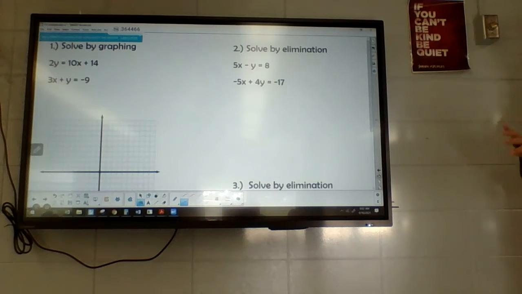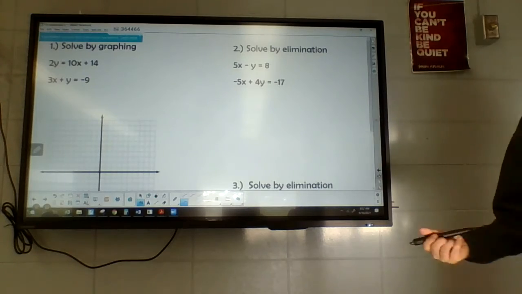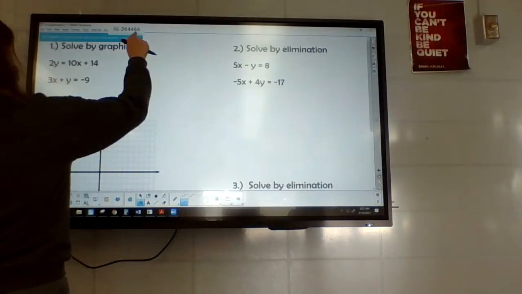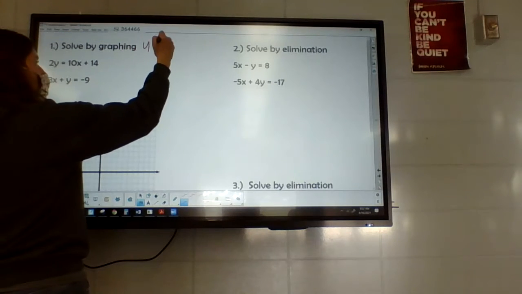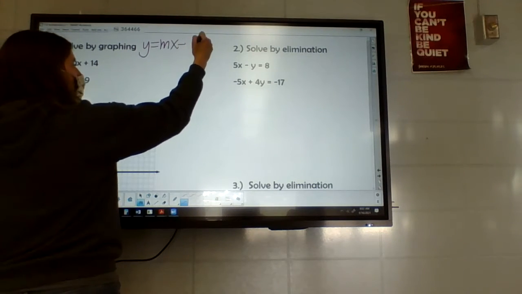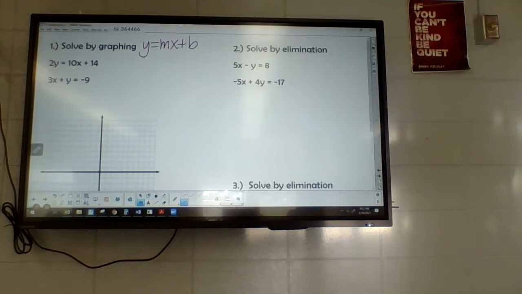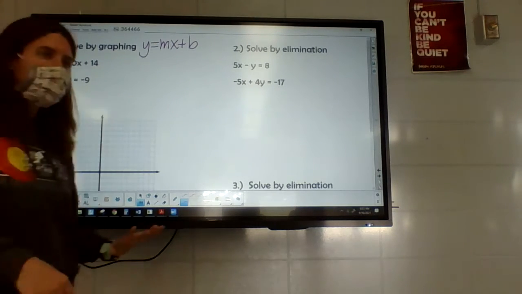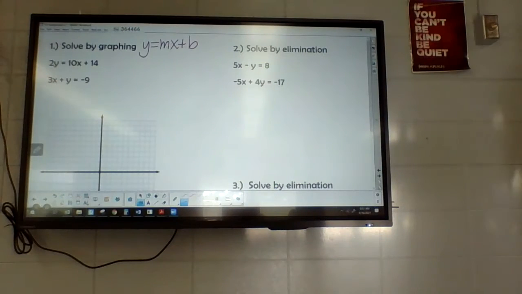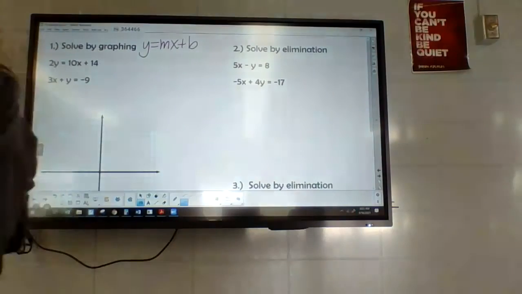So solve by graphing. Our first one, number 1, they want us to solve by graphing. So when you see graphing, hopefully you think of slope-intercept form. So right away say, oh, then I need it in slope-intercept form in order to be able to graph that. So we have to get the y alone in both of these equations so we can graph it. Once we've done that, then we have to find their intersection.